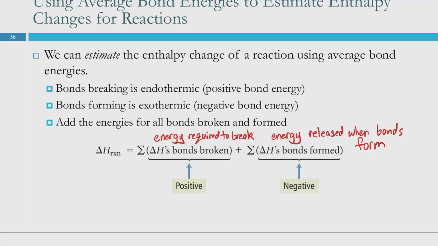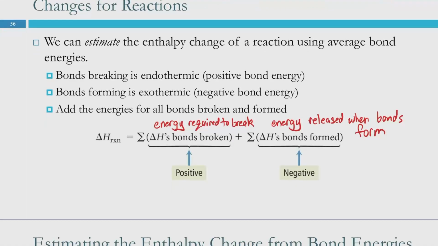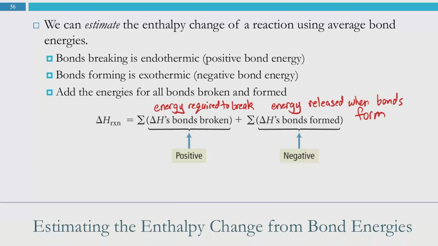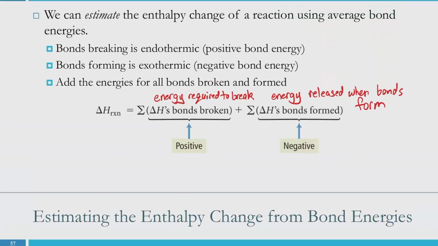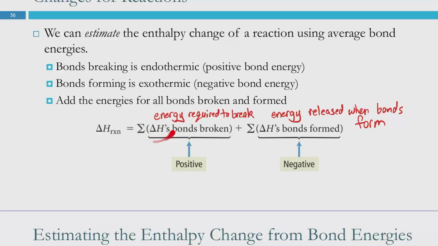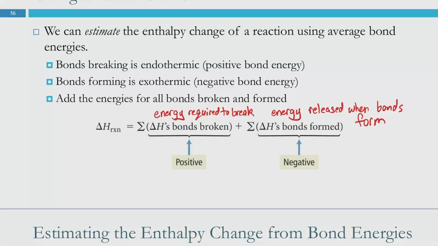Also, does this work out to products minus reactants? I don't think it does. No, it's backwards. All right, so add up the enthalpies for all the bonds that are broken, and then add up all the bonds that are formed. That number is going to be negative. We're sort of subtracting bonds broken minus bonds formed, depending on how you think about it. We'll show an example.